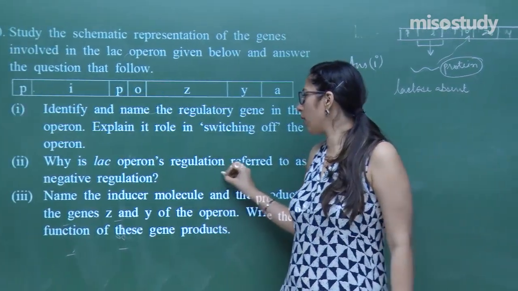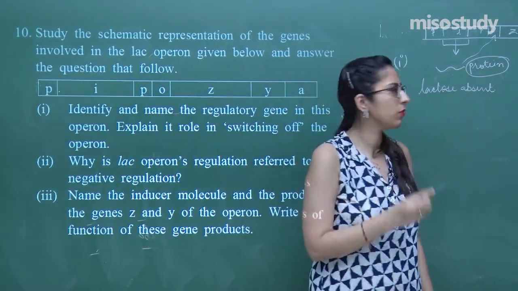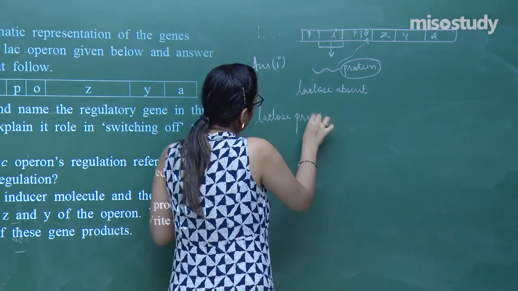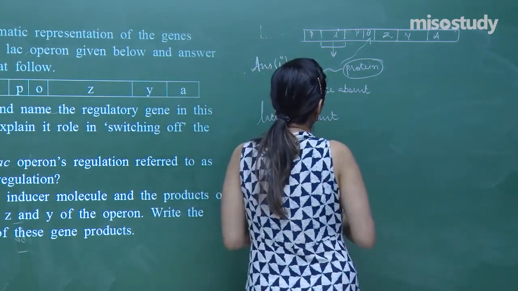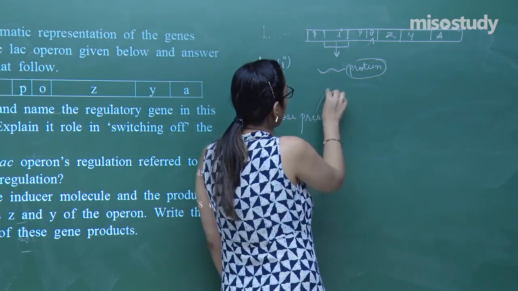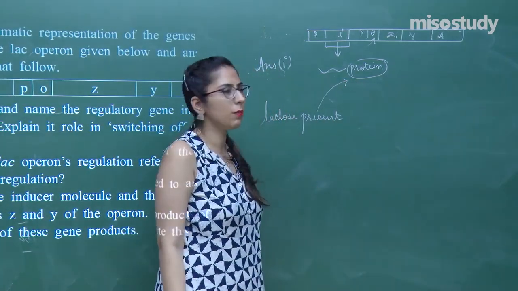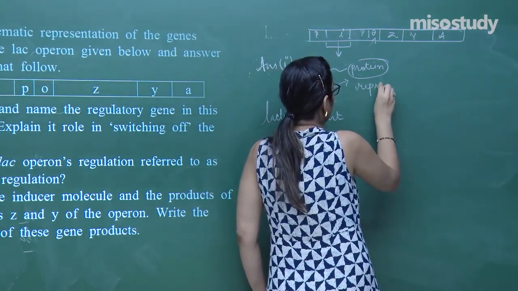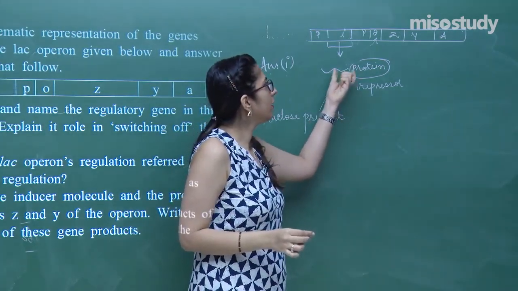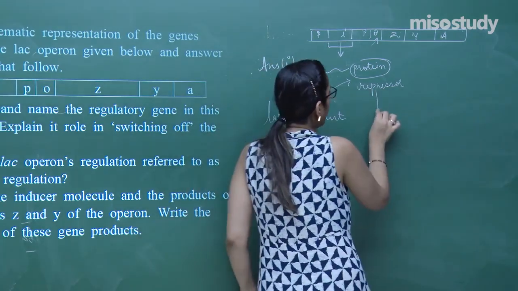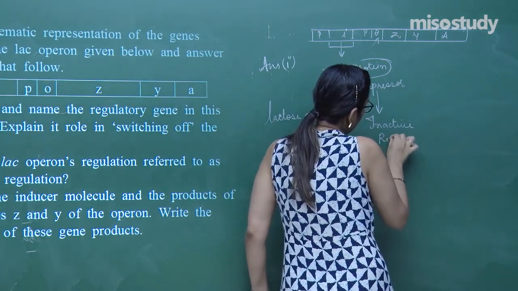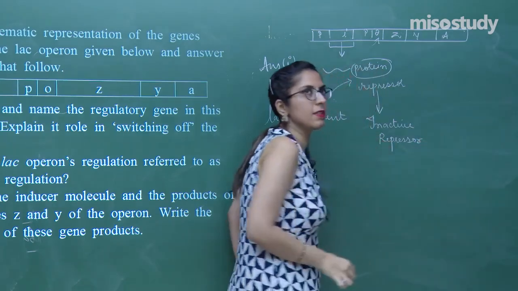Now, why is lac operon regulation referred to as negative regulation? Come to this side. Suppose lactose is present in the medium. Then the repressor protein which is formed will bind with the lactose. This is a protein which is a repressor. They will bind to it so that it is switched off; it becomes an inactive repressor.